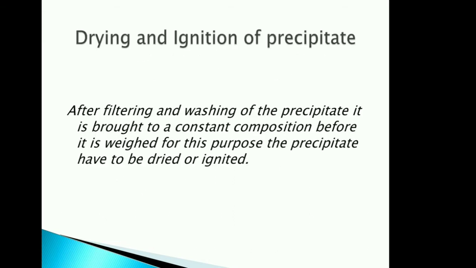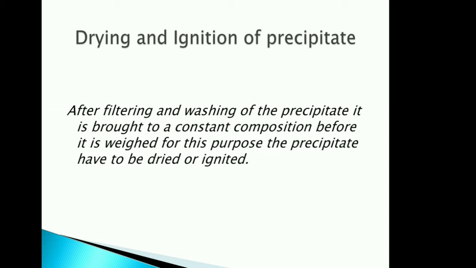After filtering and washing off the precipitate, it is brought to a constant composition before it is weighed. For this purpose, the precipitate has to be dried and ignited. So the main purpose of the drying and ignition of the precipitate is what? To get a constant composition of the precipitate, and for that purpose we use the drying and ignition process.